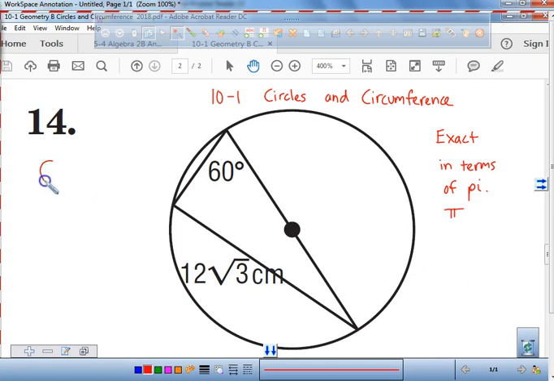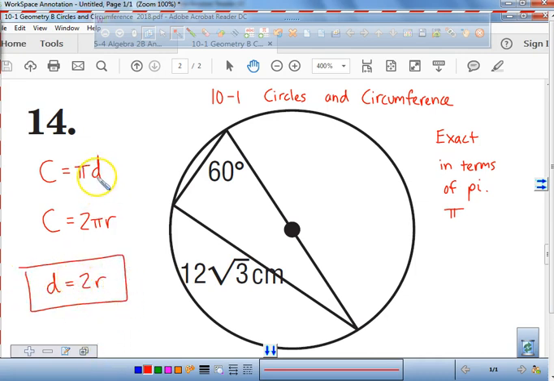Now, what's our formula for circumference? There are two formulas that you should be able to use. What's one of them? What do you have to do with the diameter? You take pi and multiply it by the diameter. Or it's equal to 2 times pi times the radius, because the diameter is equal to 2 times the radius. D is always equal to 2r.